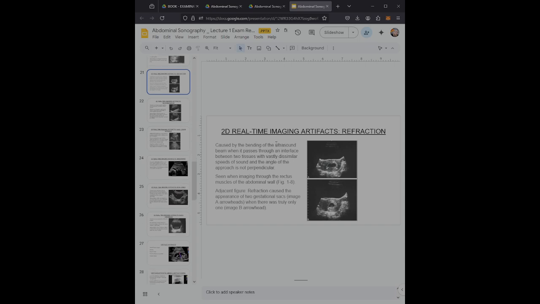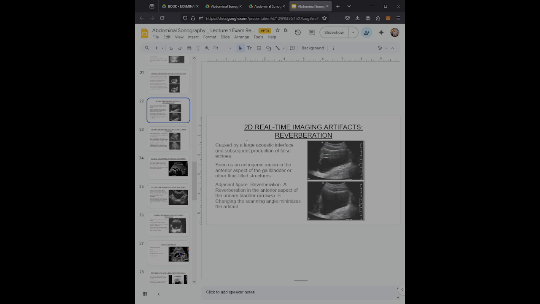Refraction. Refraction occurs when there's bending of the ultrasound beam when it passes through an interface between two tissues with vastly dissimilar speeds of sound, and the angle of attack is non-perpendicular. So it's seen when imaging through the rectus muscles of the abdominal wall. So here we have refraction caused by the appearance of two gestational sacs when there's only really one. In image A, one of the gestational sacs has been copied, but in reality there's only one gestational sac.